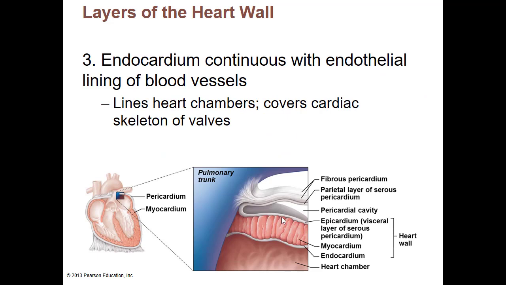Now, the endocardium is the inside lining of the heart. So you've got the outside epicardium, the actual muscle tissue itself, and then the endocardium. Endo means inside, so it's the inside lining. It lines all of the inside of the chambers. It's continuous with any of the blood vessels that are leaving the heart. It's just one continuous layer on the inside of the heart and out the vessels themselves.